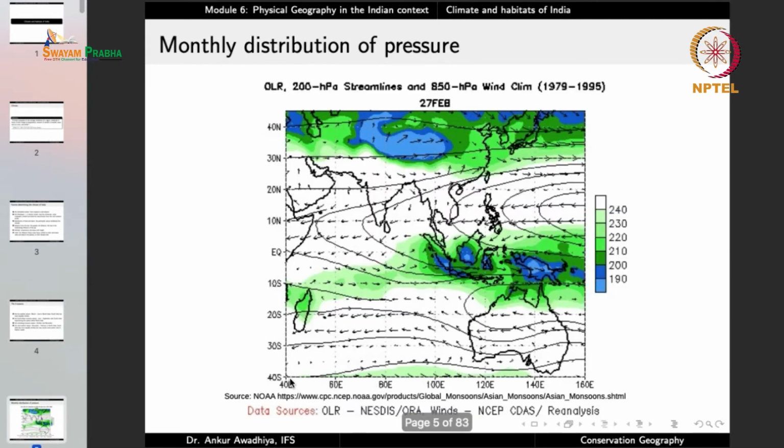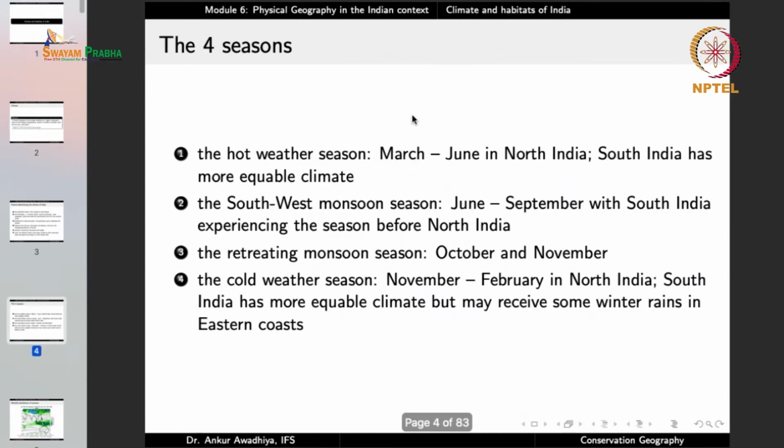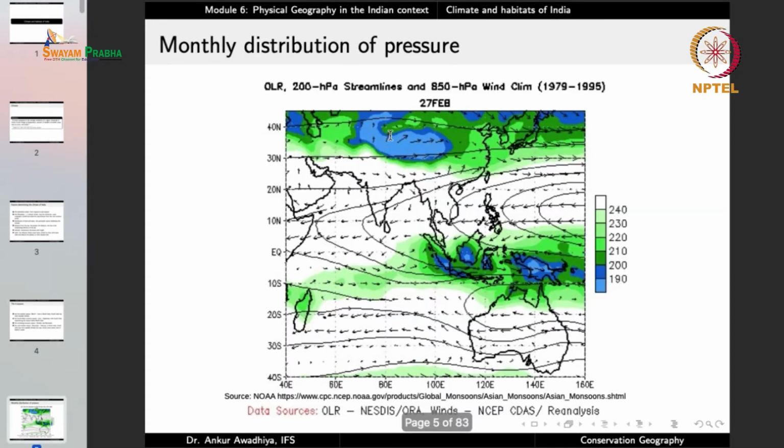So let us now understand these seasons by looking at the monthly distribution of pressure in our country. Now in this chart, we can observe that in the month of February, so this is 27th of February, meaning that we are looking at the beginning of March. So this is the end of the cold weather season and we are entering into the hot weather season.